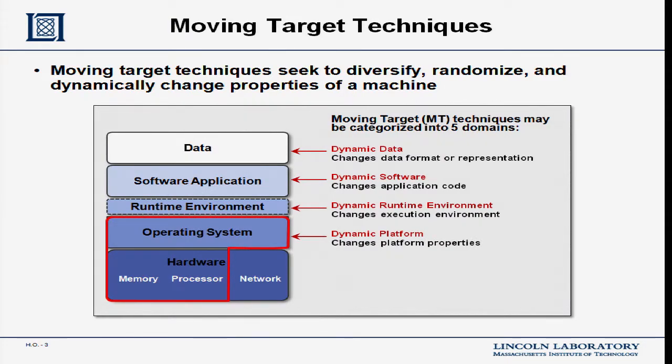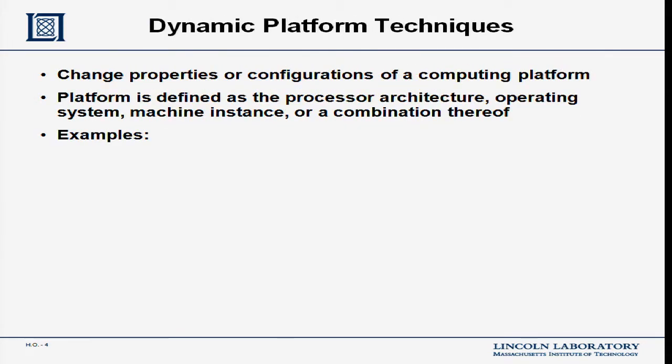These are techniques that change the properties of the platform, these properties being the operating system and the hardware architecture. And then finally, we have dynamic network techniques that try to diversify or randomize the network in some fashion. So as I said, the focus of this talk is going to be on dynamic platform techniques, which dynamically change properties of the computing platform on the fly. The platform in this case is defined as the hardware architecture of the system, the operating system, the machine instance, or some combination of them.